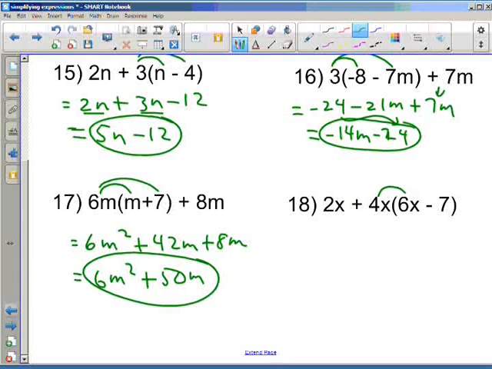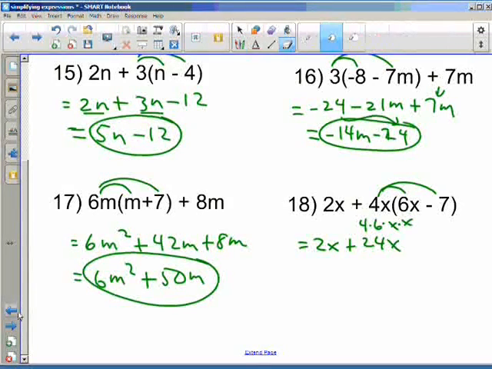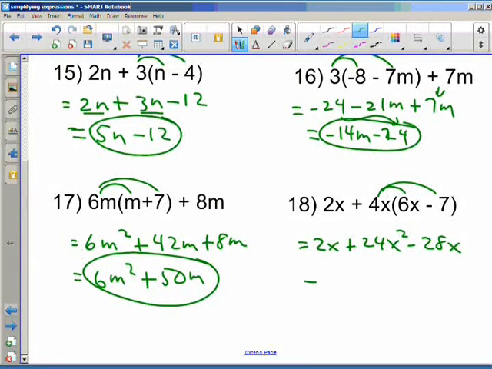And then over here, distribute again. You can think of this 4x times 6x as 4 times 6 times x times x. The order that we multiply won't matter. The 4 times 6 is 24, and then of course x times x is x squared. And then 4x minus 7 minus 28x. I'm going to put the higher degree term first, the x squared, and then just add a 2x and a minus 28x to get negative 26x.